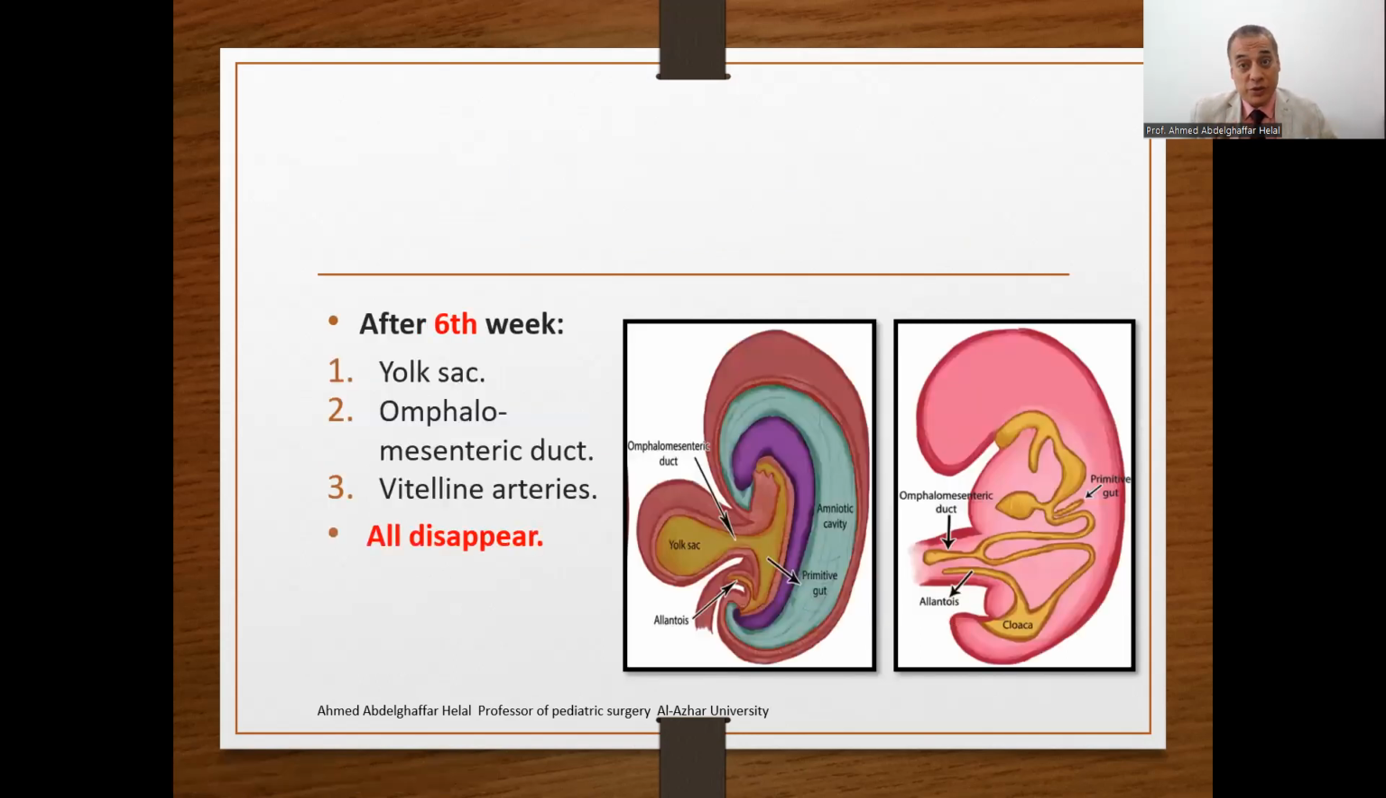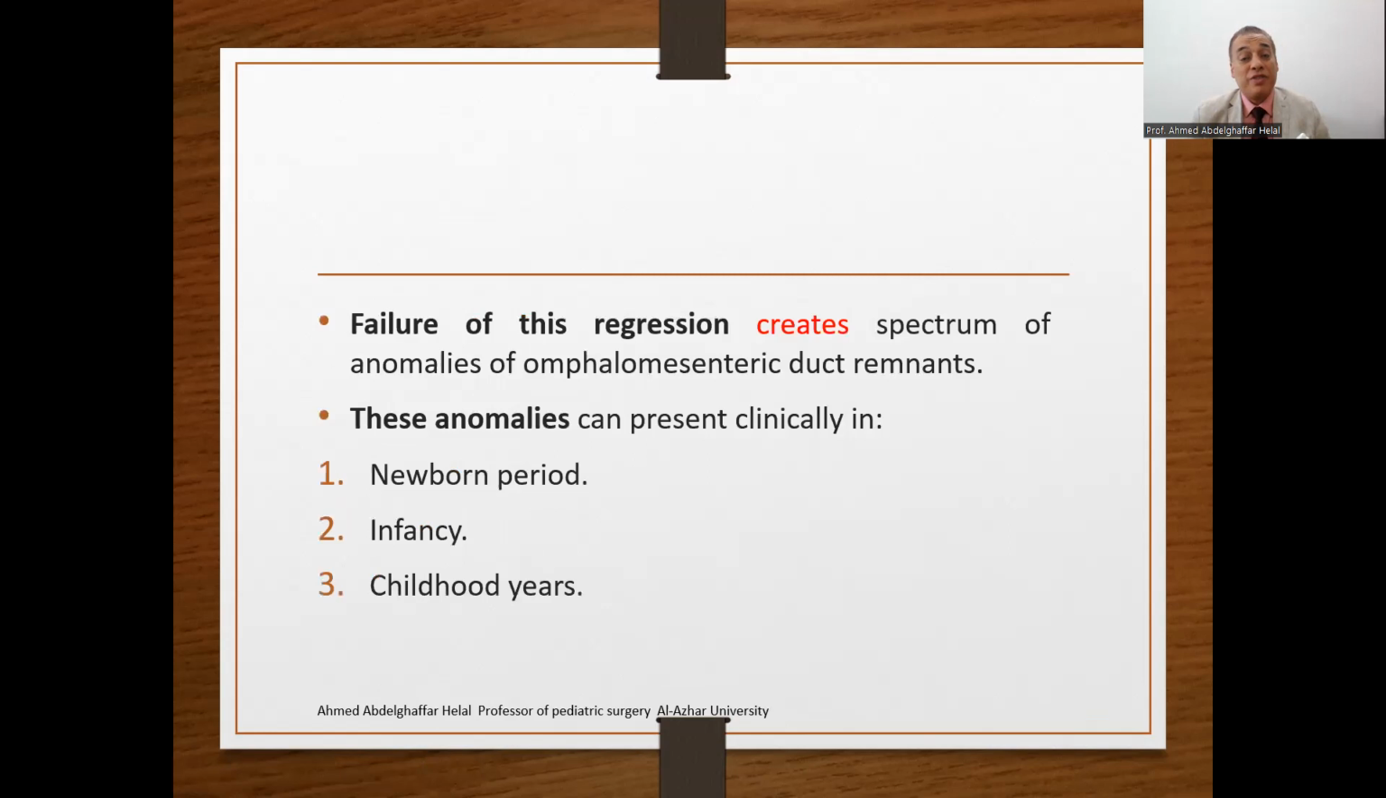At the sixth week of fetal life, all these structures, the yolk sac, the duct, and the vitelline arteries supplying the duct, first become rudimentary, then disappear. If this duct remnant persists, it may cause many problems. Failure of this regression creates a spectrum of anomalies of the omphalomesenteric or vitelline duct remnant. These anomalies can present clinically in the newborn period, infancy, or later in childhood.